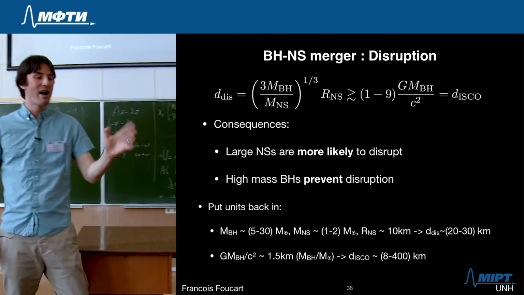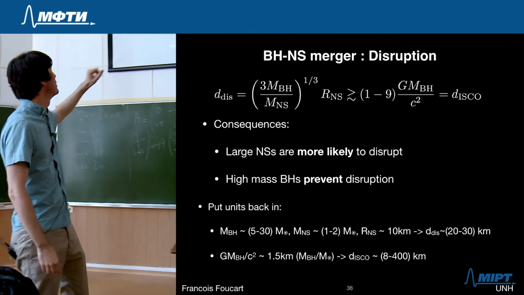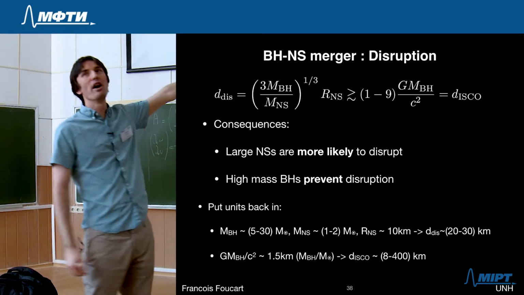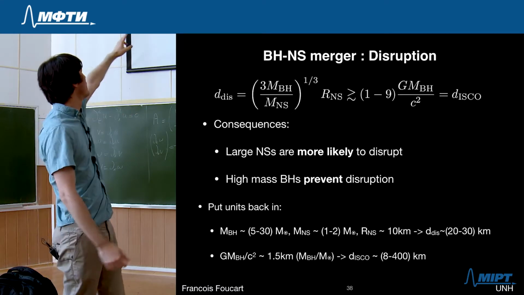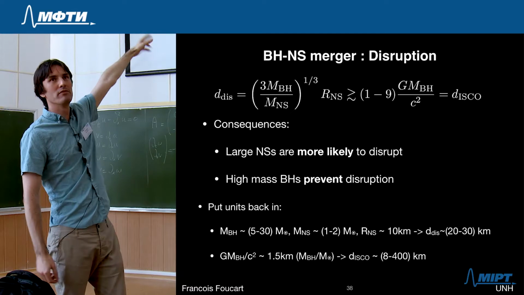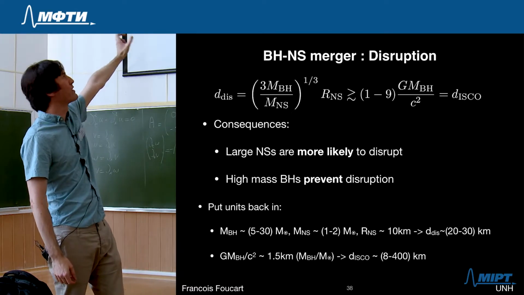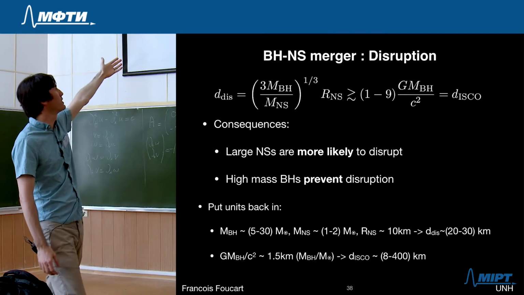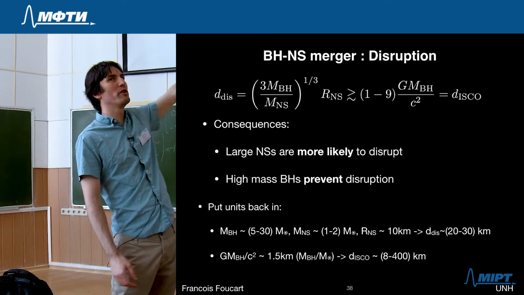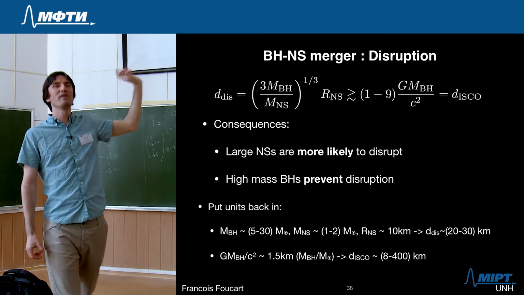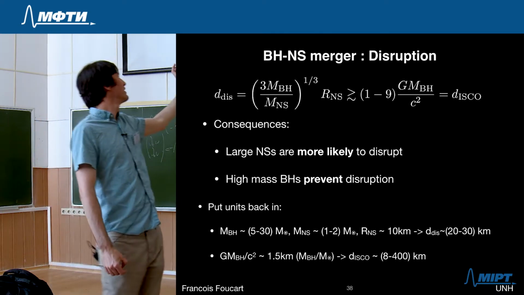So if you put the units back in those expressions at the top, you end up with the fact that the disruption radius actually doesn't vary much with the parameters of the object, because it depends on the radius of the neutron star, which doesn't change much. It's pretty well constrained, and then the rest is to the 1/3 power. So for realistic systems, it's not going to be a huge difference. It's always about 20 to 30 kilometers. So it's a pretty small distance. You have to get pretty close to a black hole to disrupt it.